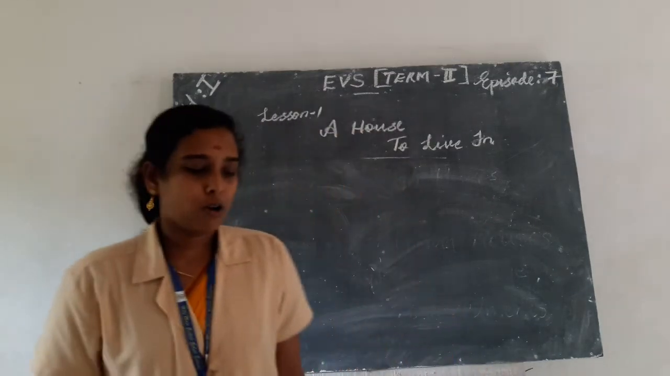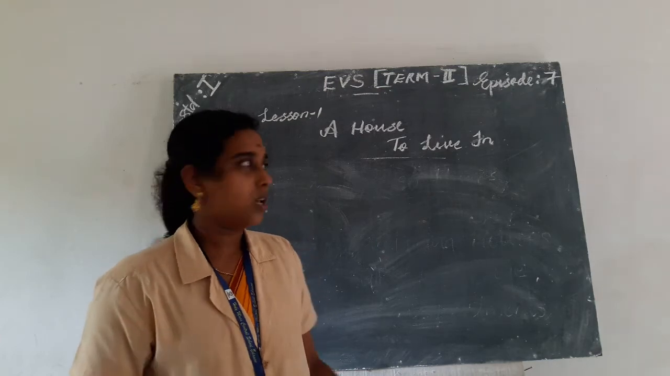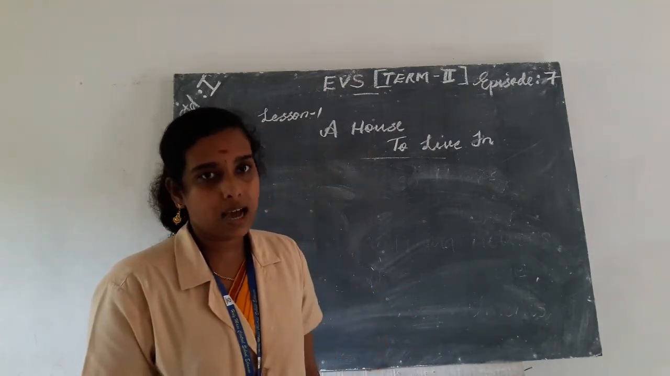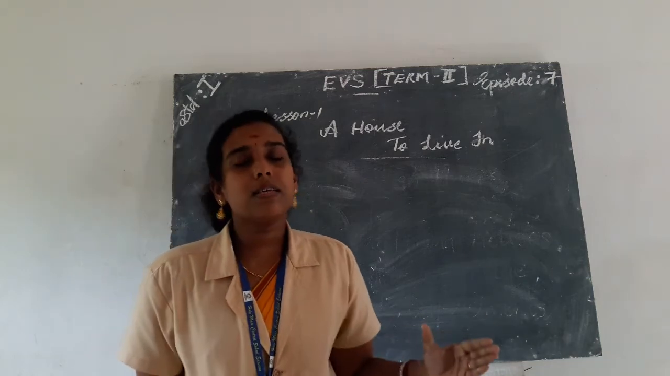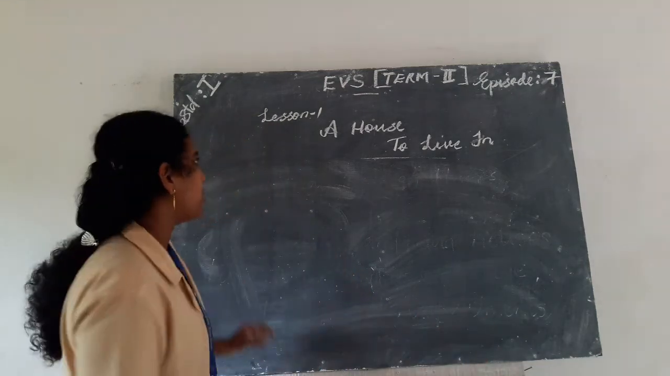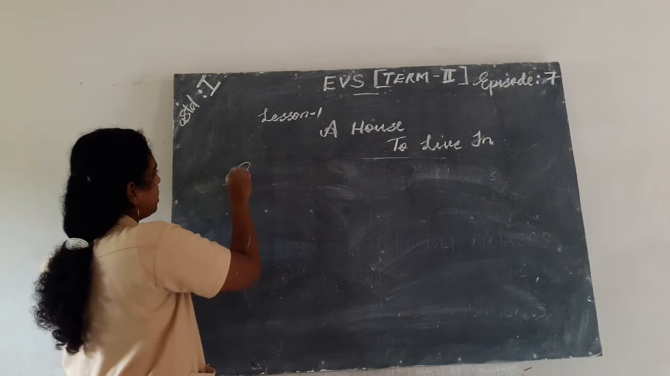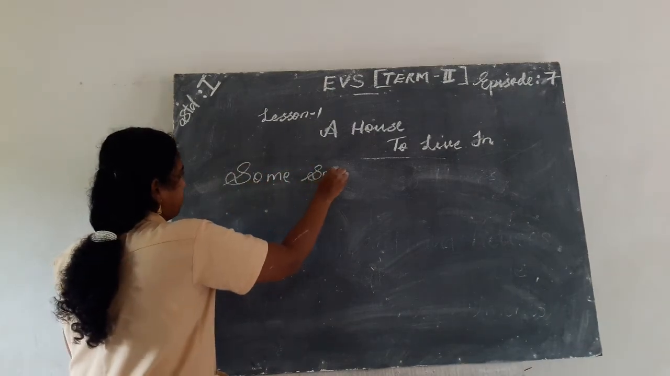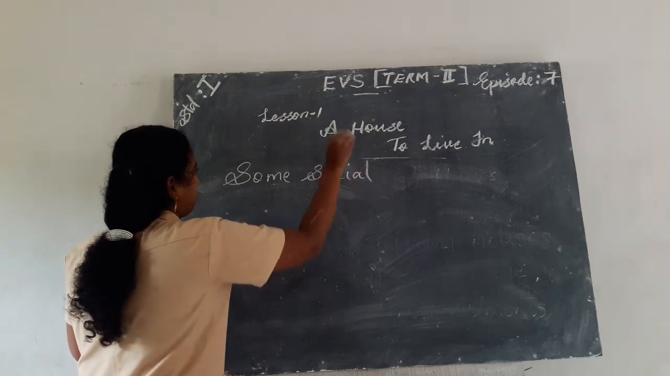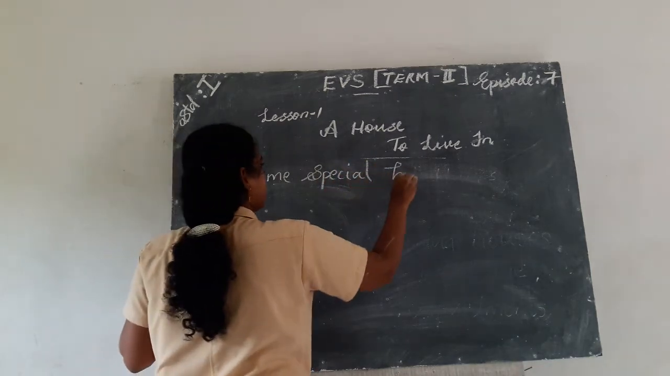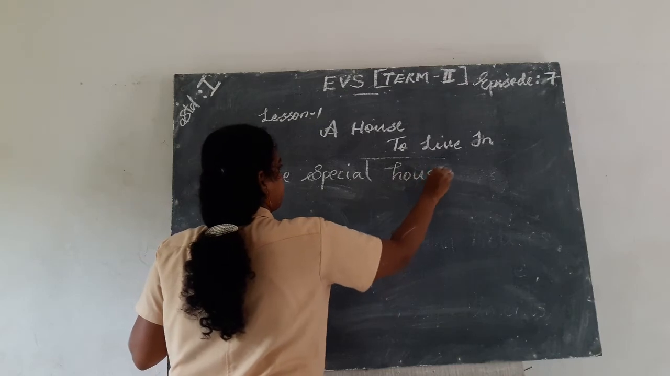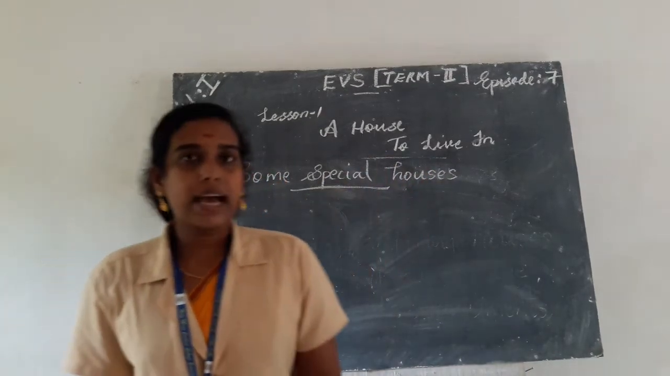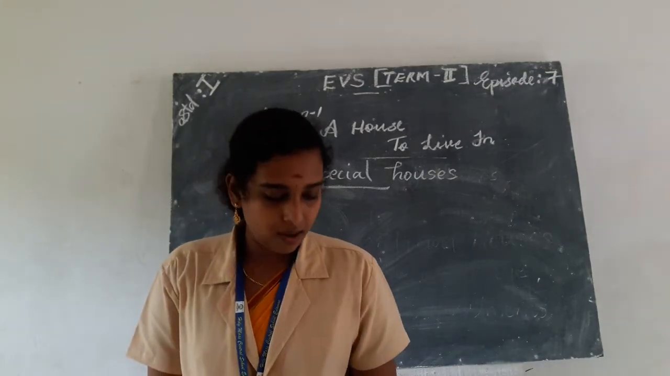And the next question topic is some special houses. We also studied about two types of houses, pakka houses and kacha houses. And there are also some special houses. Let us see what they are. Some special houses other than pakka houses and kacha houses.